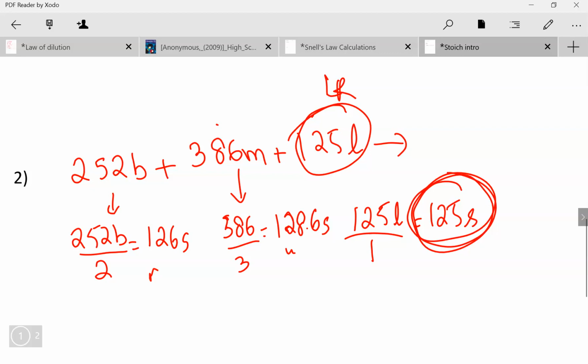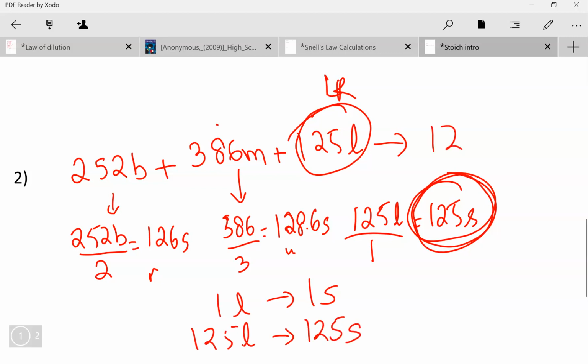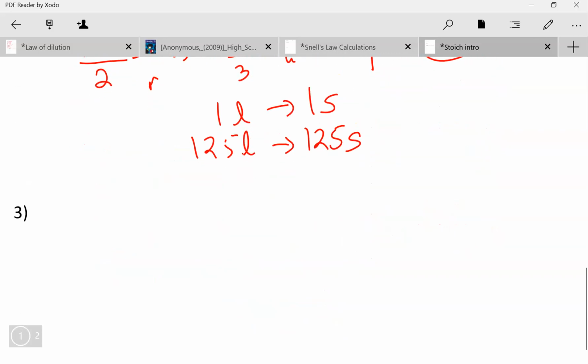So the answer now would be to do 1 lettuce is going to give us 1 sandwich, and therefore 125 slices of lettuce gives us 125 sandwiches. So I write 125 sandwiches. This is my limiting reagent, and we'll do the excess calculations a bit later. So we're not going to worry ourselves with that at this point in time.